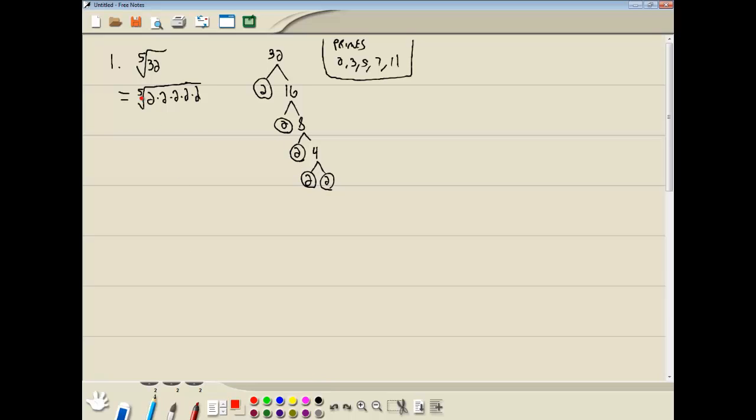Okay, now our index is 5, which means we're going to look for a set of 5 of something. Here's 5 2's. So this 5 2's is going to come out in front as a single 2. There's nothing left inside the radical, so it disappears. So our answer is just 2.